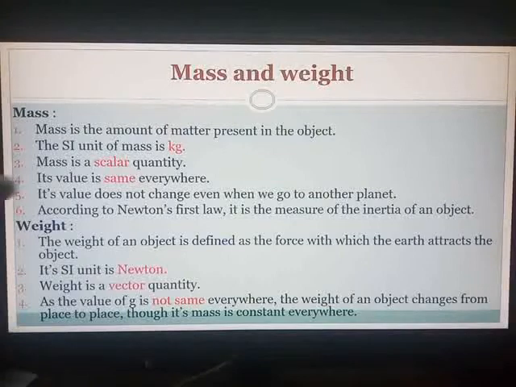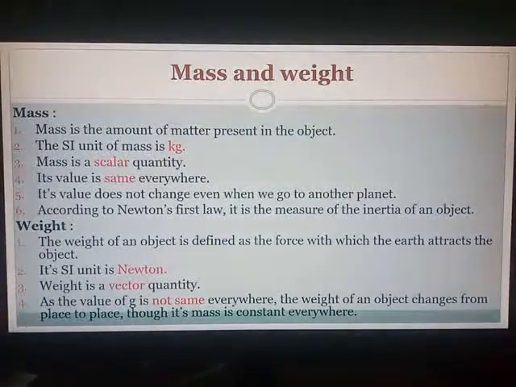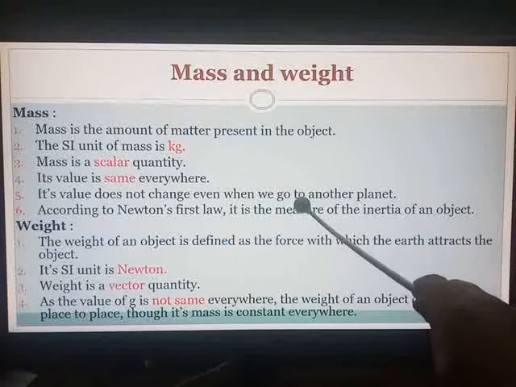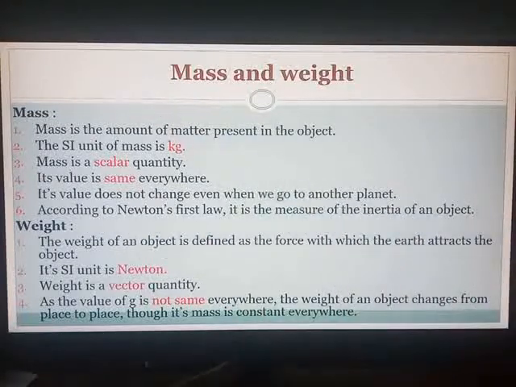Now mass, its value does not change even when we go to another planet, but weight is force. And what is force? Force is equal to mass into acceleration due to gravity. And acceleration due to gravity changes on different planets, and hence the value of mass will not change when we go to another planet, but the value of weight will change from one planet to the other.